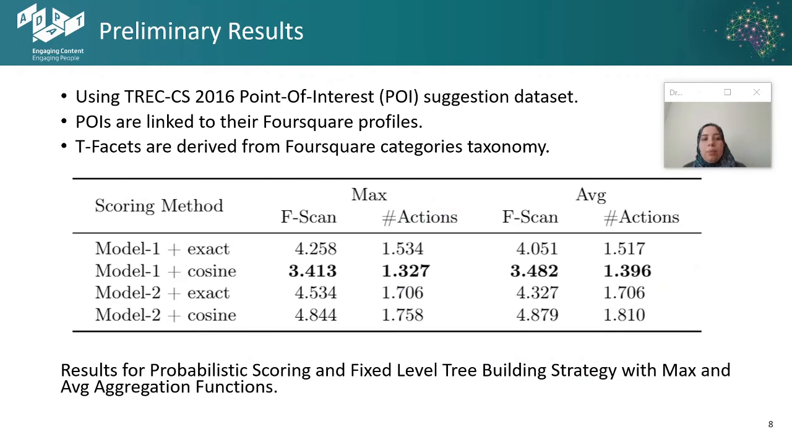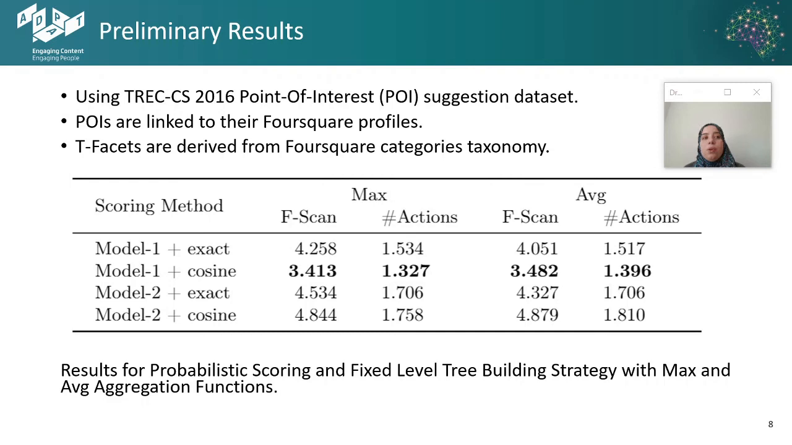The implemented approach was evaluated using a TREC contextual suggestion dataset. It's a personalized point of interest recommendation task. We solved the POI suggestion by ranking the types of the venues as T-facets. The POIs are linked to their Foursquare profiles. The T-facets are derived from the Foursquare categories taxonomy. It's a very large, 5-level taxonomy with more than 700 T-facets in it, so it was rich enough for this task.